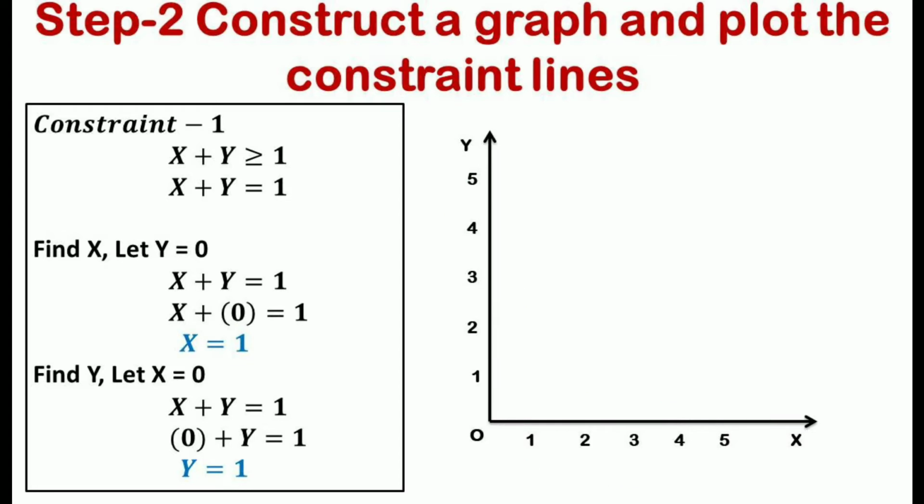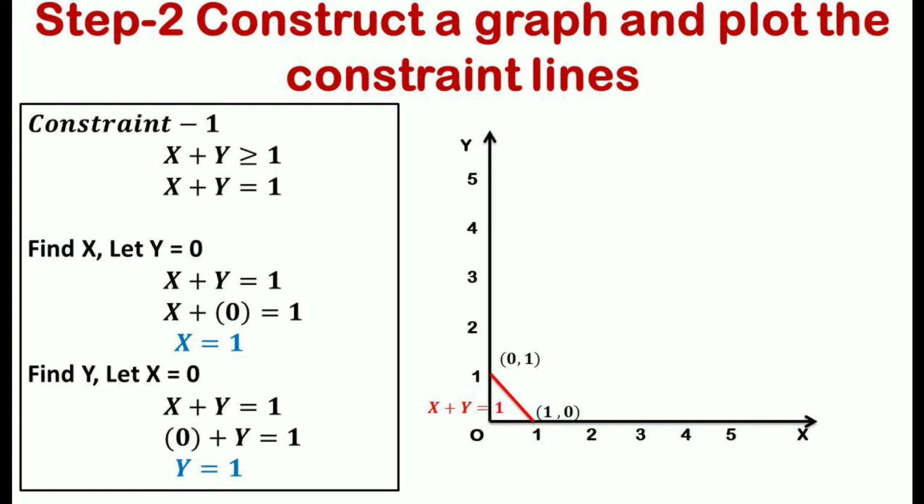Now we are going to plot and draw the line joining the 2 points where x is equal to 1 and y is equal to 1 to represent the first constraint. So here the red line shows the first constraint. Every point on the line satisfies the equation, and every point above the line will satisfy the inequality, because the first constraint is x plus y greater than or equal to 1.